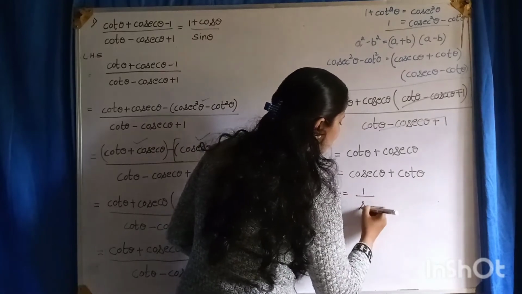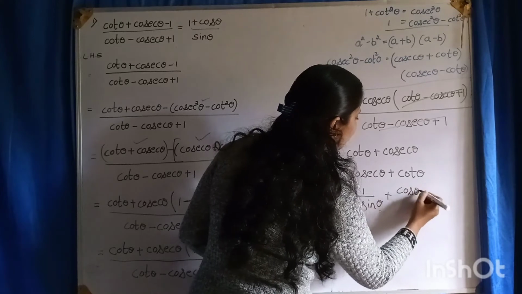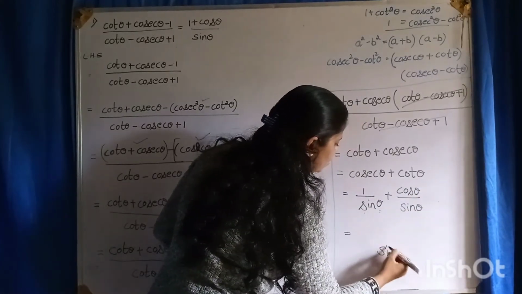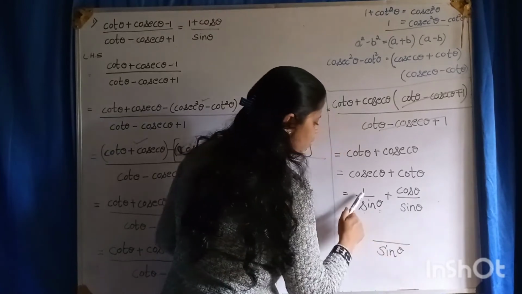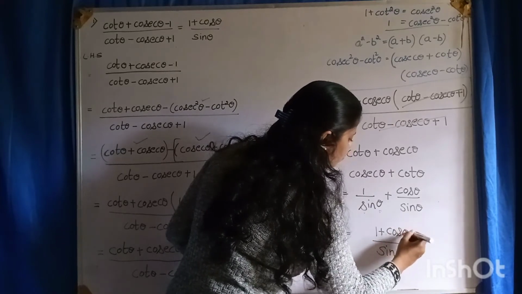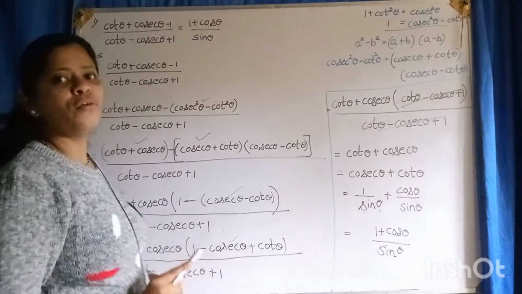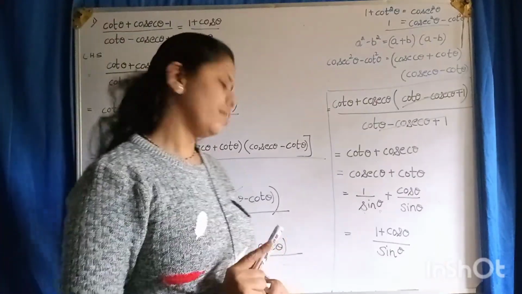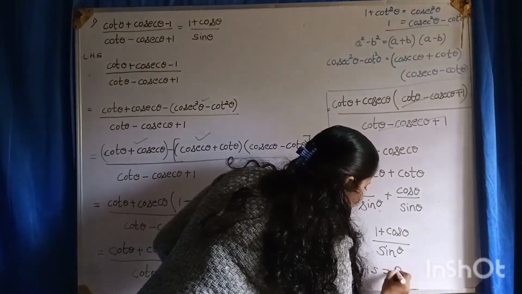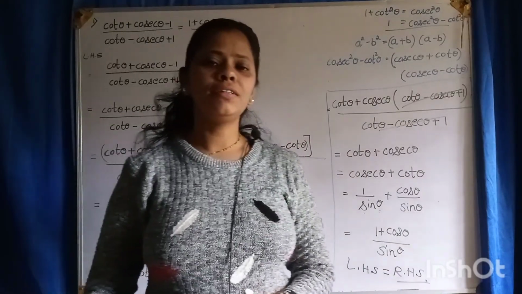1 by sin theta plus cot theta is what? Cos theta divided by sin theta. Now you just take the LCM. Sin theta is the LCM. Then 1 plus cos theta. 1 plus cos theta. See here, this is our RHS. We have proved that LHS is equal to RHS, right? LHS is equal to RHS. Hope you have understood. Thank you.